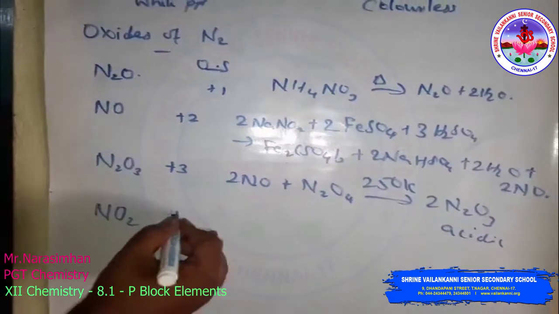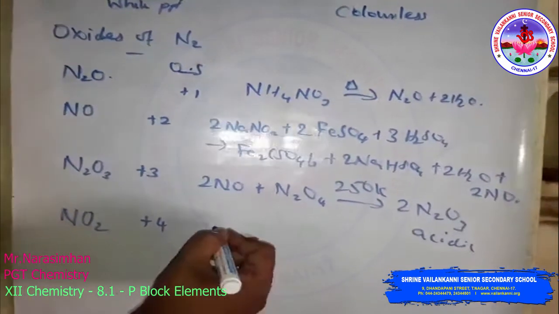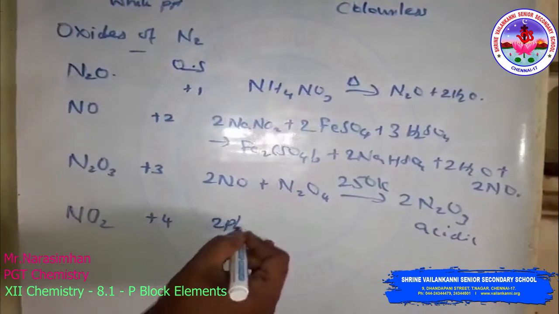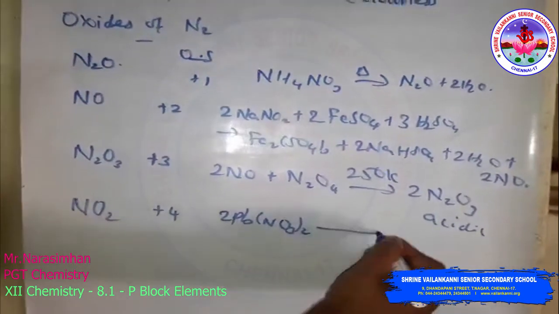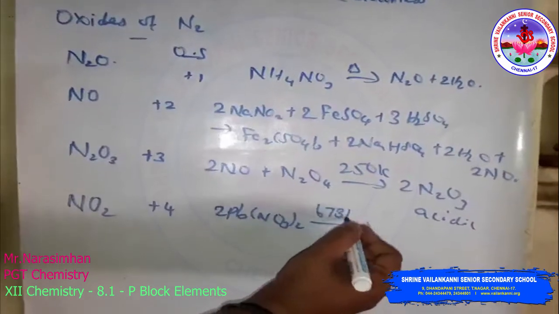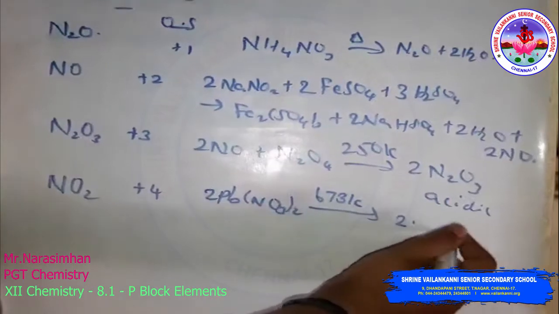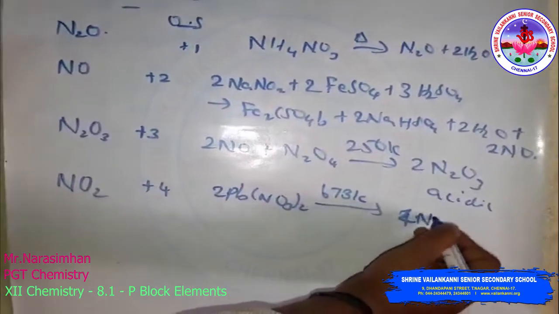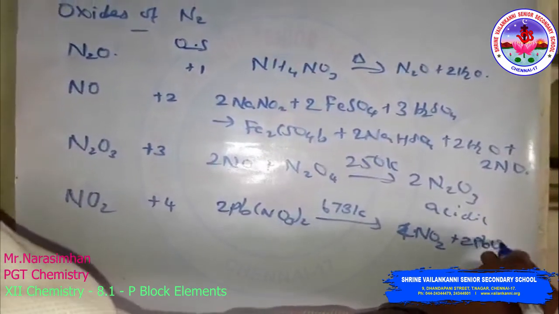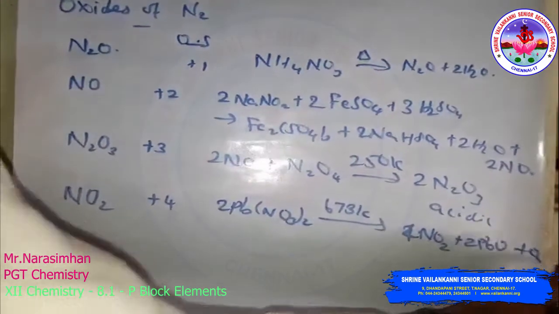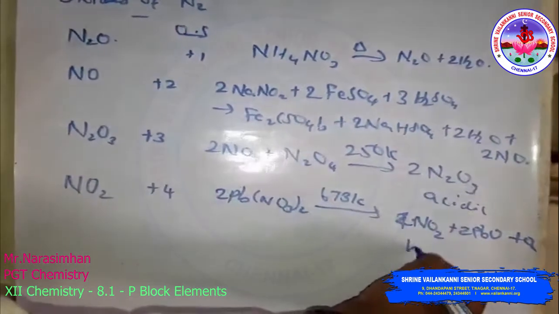Then nitrogen dioxide, NO2. Here the oxidation state is +4. The preparation method is heating lead nitrate at 673 Kelvin temperature to form 4 moles of NO2 and lead oxide, 2 PbO, plus O2. This is a brown gas and acidic in nature.